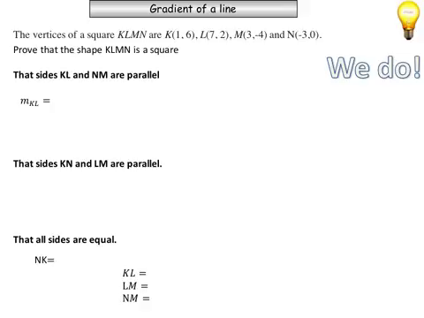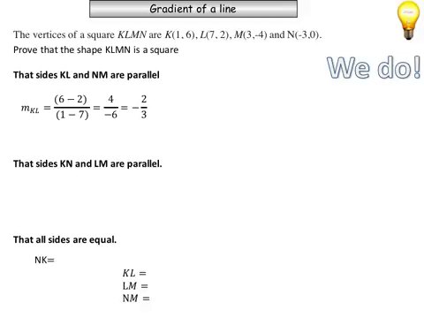Okay, so we've got m of the line, and I'm just using a subscript here, so m KL, that's just to show that we're finding the gradient for this side, KL. So we're going to substitute those values into the formula. So we get 6 minus 2 and 1 minus 7, which gives us 4 over negative 6, and when we simplify that, it gives us negative 2 over 3.